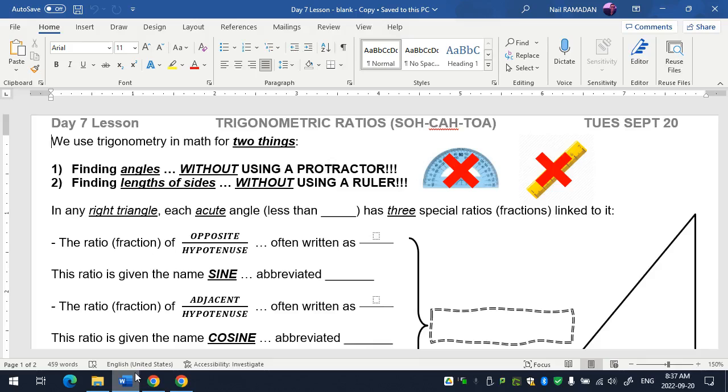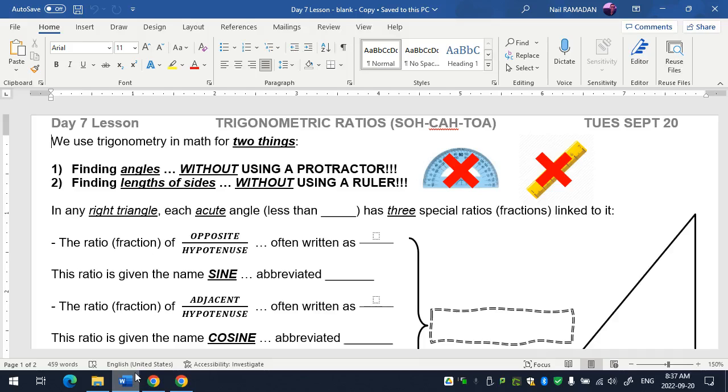So the whole point of this lesson and tomorrow's lesson and pretty much the next 4 or 5 days is to make sure that we are able to do what? To find angles without using a protractor. So you might ask why I give you a protractor today. Not because we want to solve, just because I want to show you that what we do is actually 100% correct, just to check. And the second thing, same thing, finding the length of sides, like how long each side is, without the use of a ruler, okay?